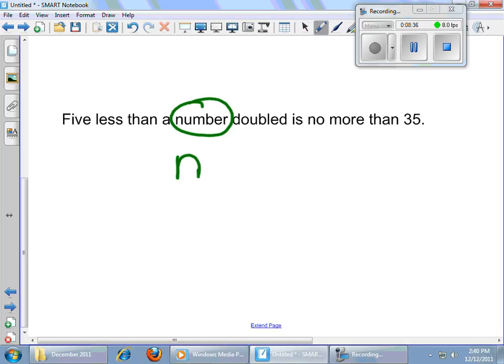Now, what do I need to do to that number? I need to double it. Well, if n is the number, then doubling n would give me 2n, or some of you like to write n times 2. That's perfectly acceptable. Now I need 5 less than this, and many of you get this wrong. Let's play the 5 less game. I will write down a number, say like 13. Get me 5 less. I think that's going to be 8.